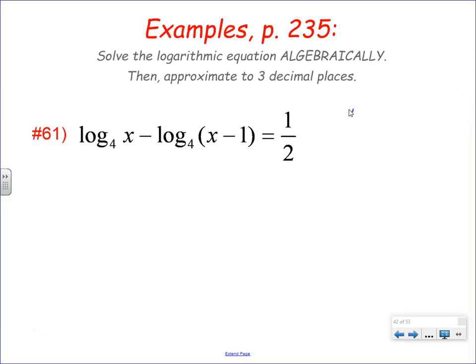Oh, there's a 1/2. What if you put it in exponential form? You could almost do that, except I have 2 different logs. And I can only change to exponential form if I have a single log. So if you can get a single log, then that would be a good way to go. That's what I did. I did log base 4 of x over x minus 1. Because you want a monomial on each side. You want a single log.